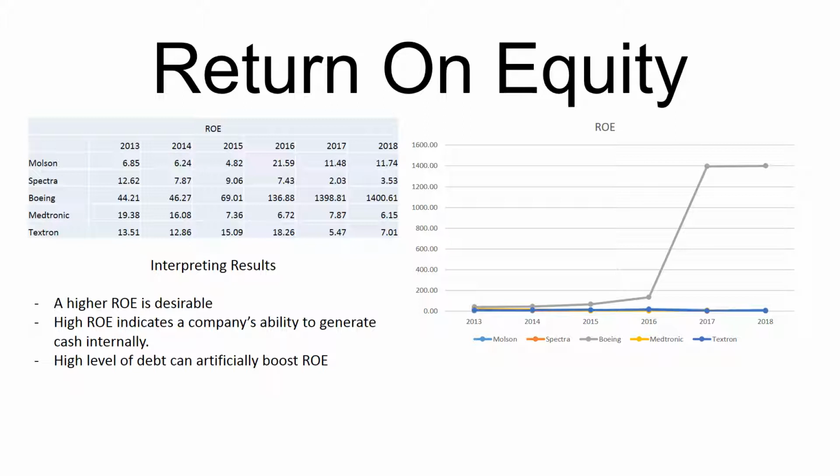Molson, even though it started lower than anybody else, we can see that slowly over time it has increased. We can see how it went from 6.85 in 2013 all the way to 11.74 in 2018. So we can see that Molson's return on equity is constantly increasing, which is a good sign.